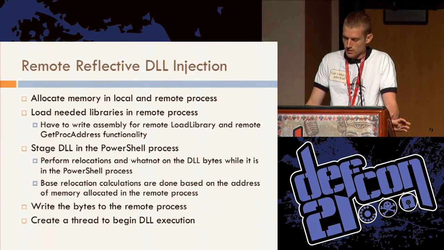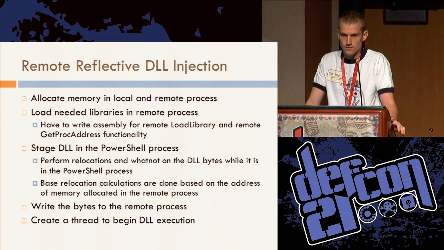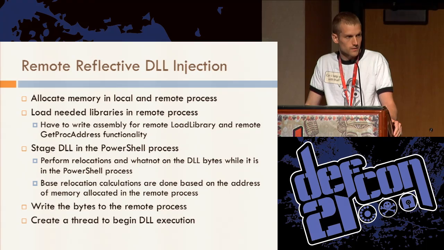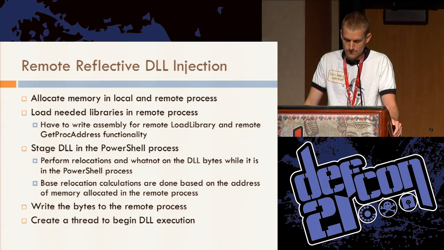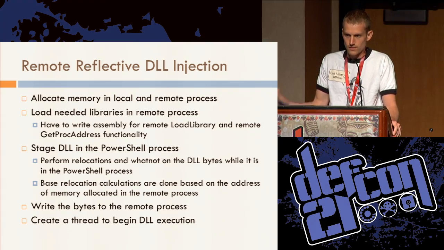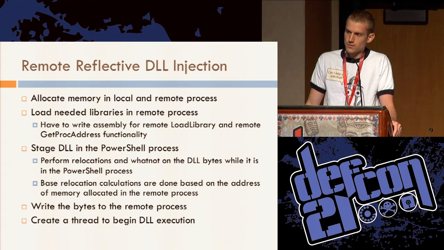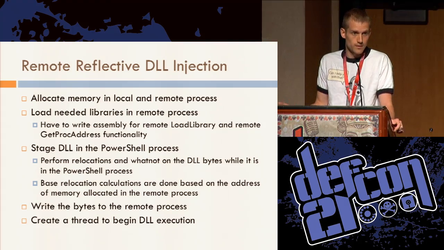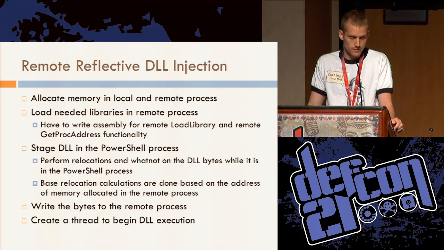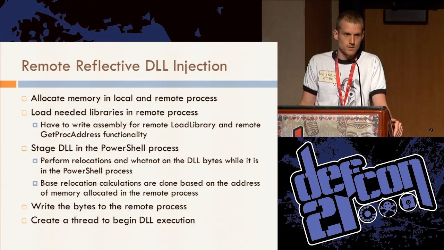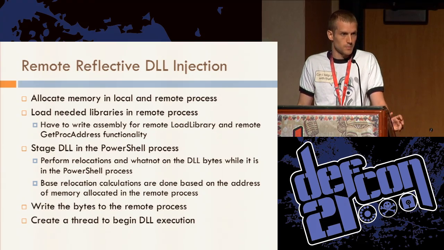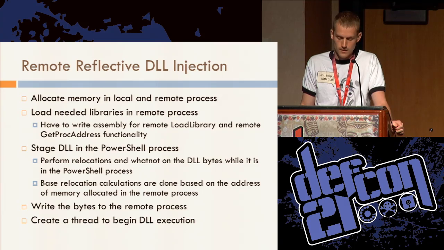So the general process that I used for this is I allocate memory in both the remote process and the current process. And then I load the DLL into the current process, so into PowerShell.exe. And I'm pretty much just using PowerShell.exe to stage this DLL. So I want to get it ready before I write it into the remote process. And what that entails is I go and I look and see what DLLs this DLL depends on, just like I did before, right?